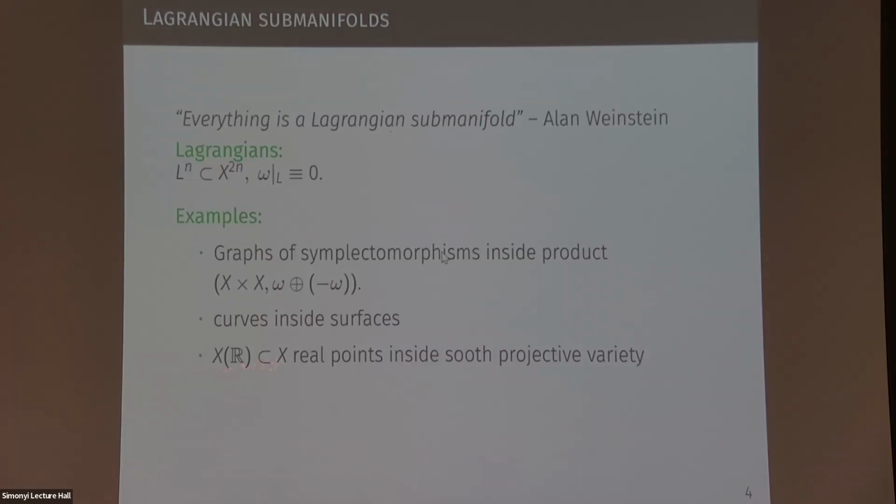Another example is if you have a smooth projective variety, you could look at its real locus, and it gives a Lagrangian submanifold. And then again, these are the examples that are going to play the most significant role in what's going to follow: cotangent fibers and zero sections. You can check that the symplectic form indeed vanishes on these things.